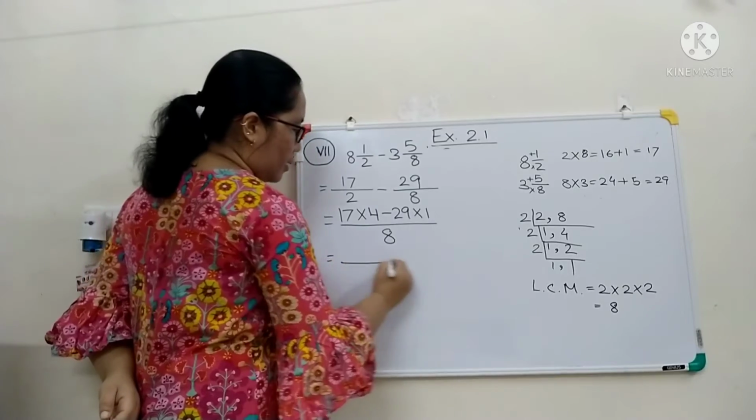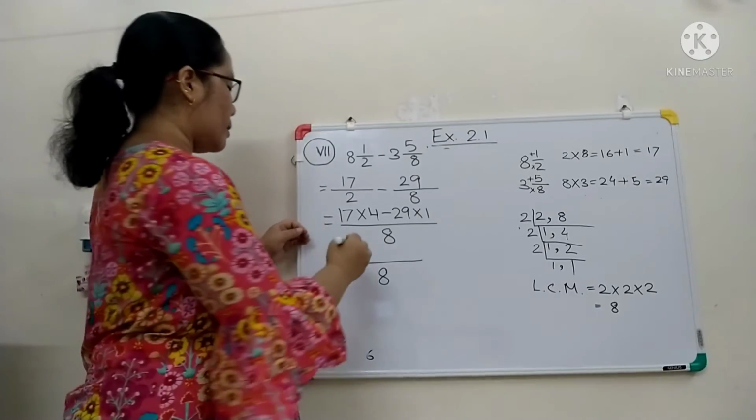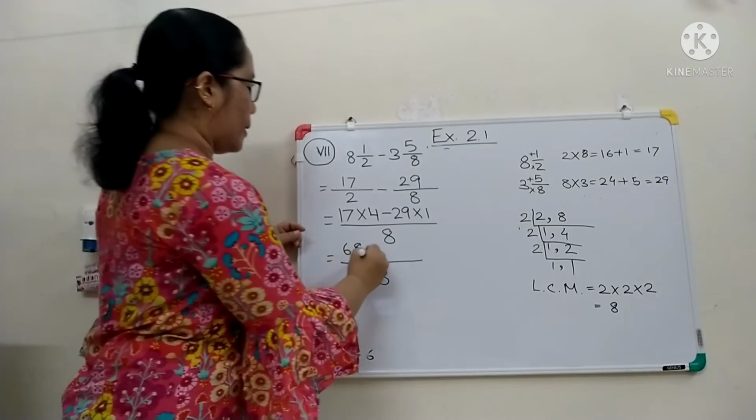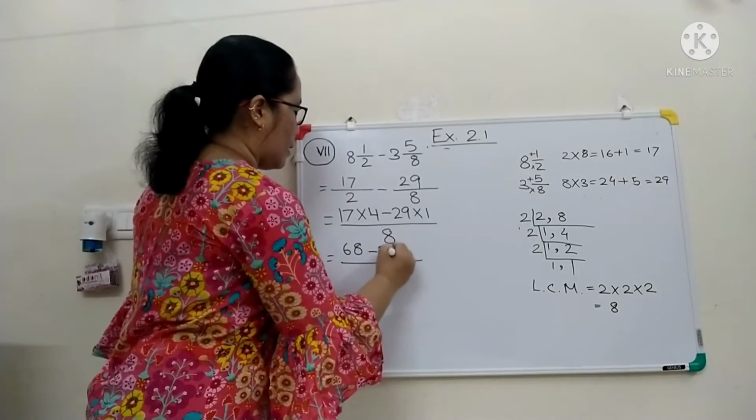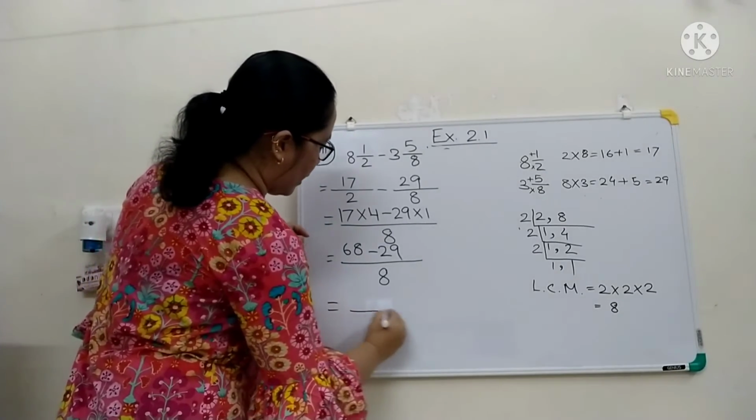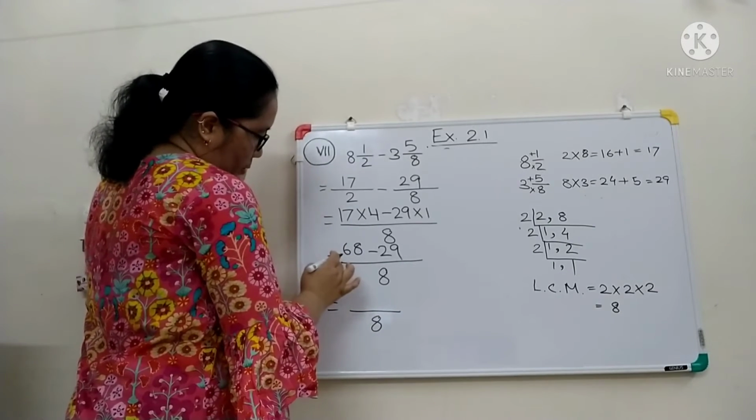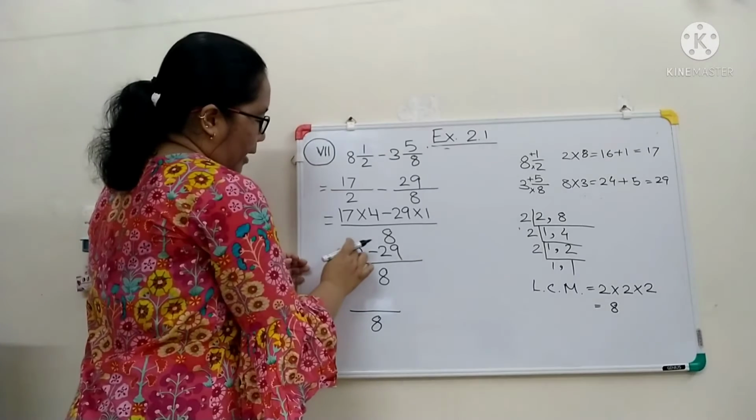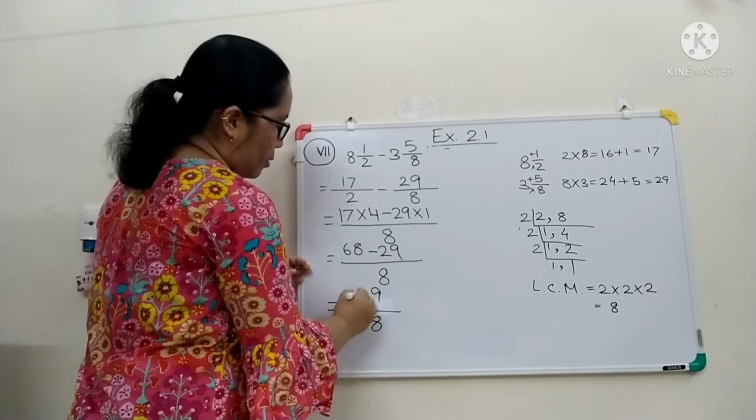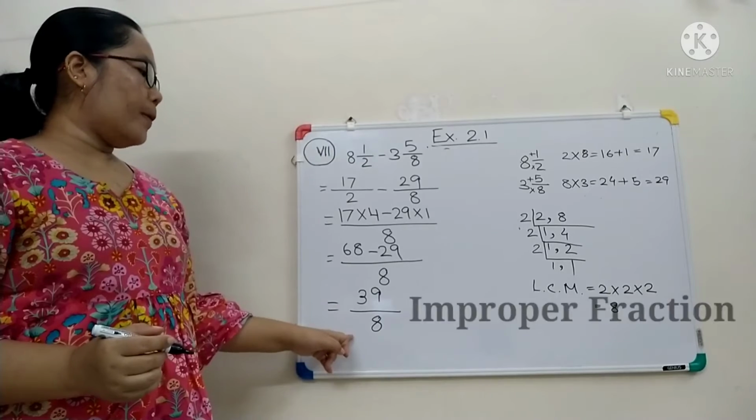So 17 multiplied by 4 is equal to how much? 68. Okay, minus, and this is the value here. So here 8 will be at the denominator. Then when we subtract these two numbers, what will we get? From 18 minus 9 is equal to 9. Here it remains 5. 5 minus 2 is equal to 3. So 39 upon 8. So it is also an improper fraction.